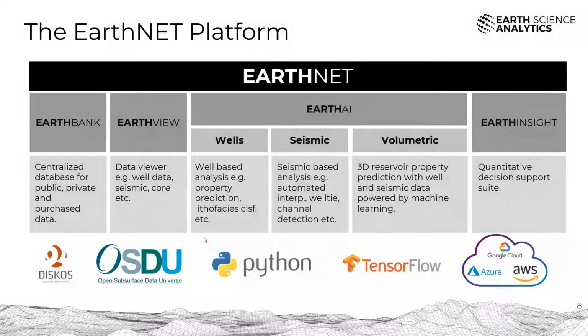So at the core, there is a data platform that we call the Earth Bank. This is where we can store and retrieve our data and also do all the data cleaning that is needed to have optimal performance in the machine learning workflows. We have a set of data visualization tools in EarthView. And all the machine learning workflows and tool sets we package under the Earth AI umbrella. So we have tools there for analyzing well data, for structural seismic interpretation, for quantitative seismic interpretation, and 3D property prediction. And on top, we have a module we call Earth Insight, which is where we compile everything and use all these data-driven insights to support the decisions one makes on top of petroleum geoscience data.